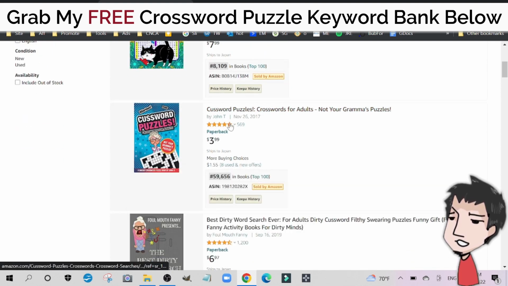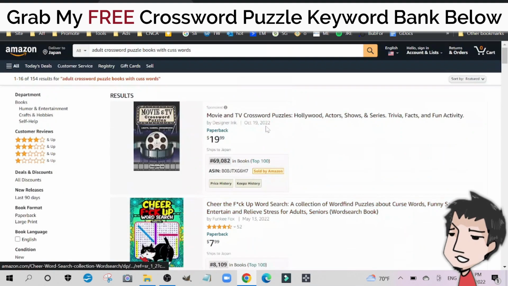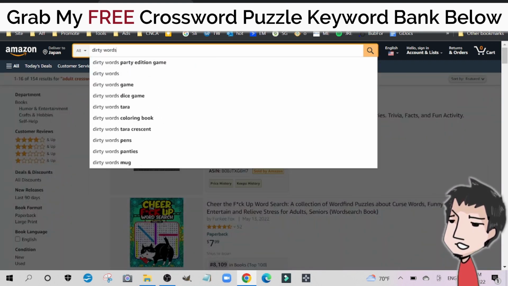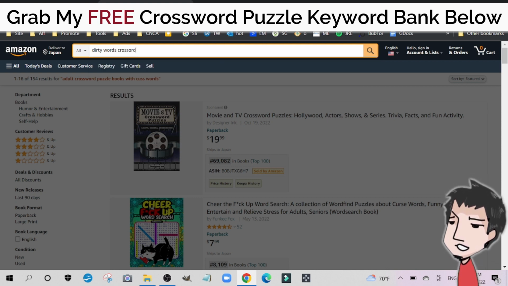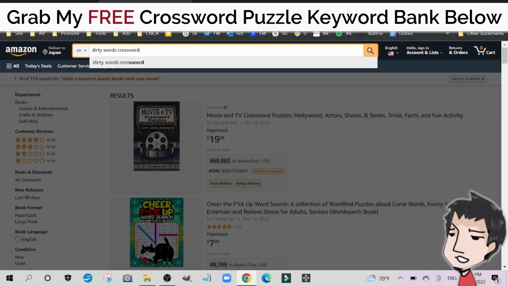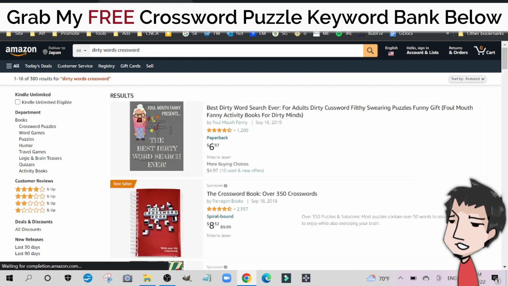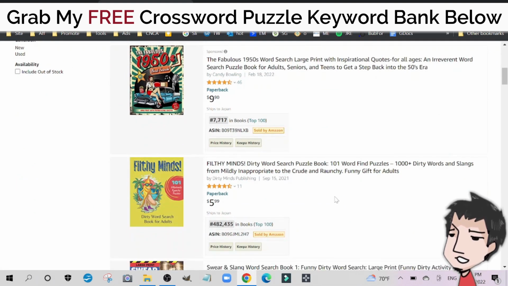Again, crossword puzzles. It has almost 600 reviews. They're selling, of course, as shown by the BSR. Dirty words. Let's put in dirty words. See, so you can also find niches this way. Dirty word crossword. Dirty word search. Okay, this is a different type of puzzle book we can create, but I want to stick to crossword puzzles.